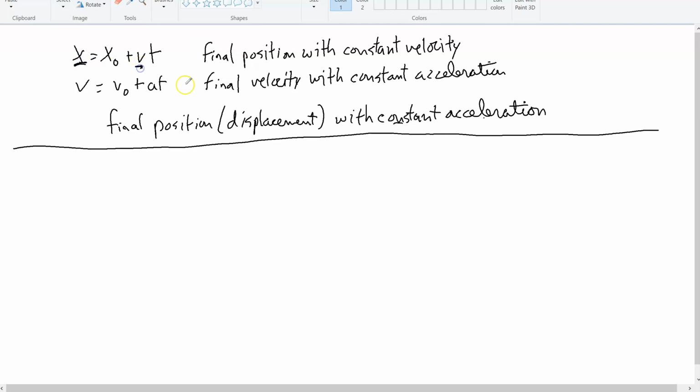with constant velocity. In other words, how do I find my final position if I have a constant velocity? And then how do I find my final velocity if I have a constant acceleration? Okay, now let's start thinking about what happens if I don't have a constant velocity. What if I have a constant acceleration, but I don't know what that constant acceleration is, but I do know what my initial and final velocity are?